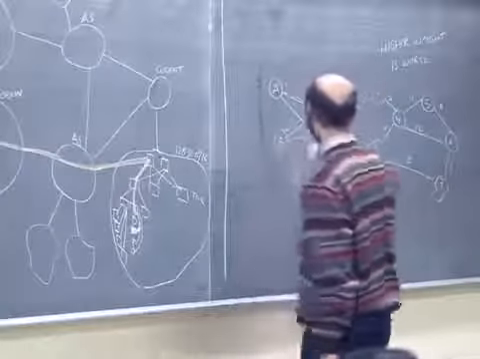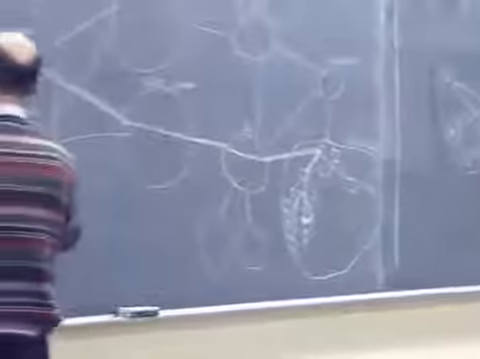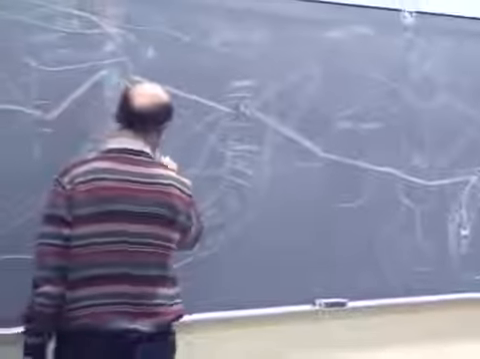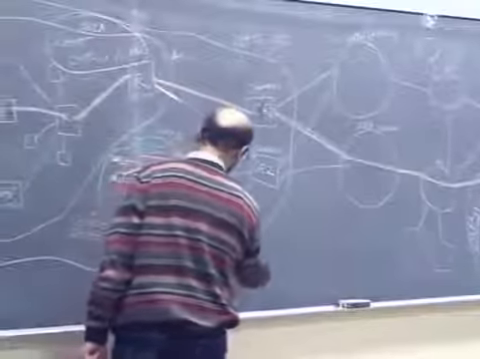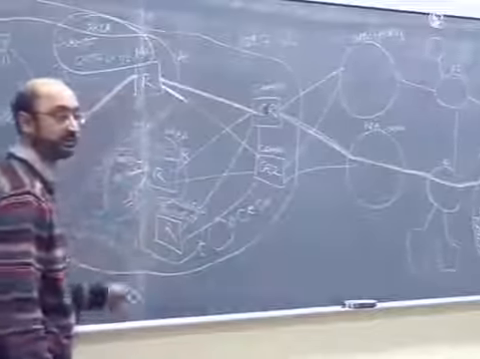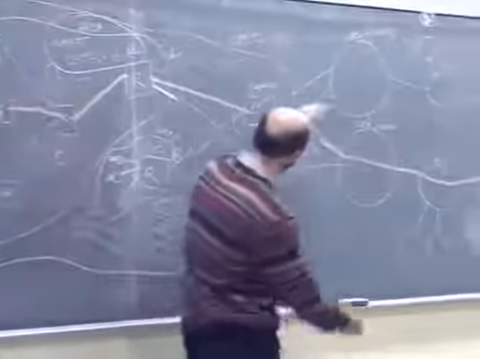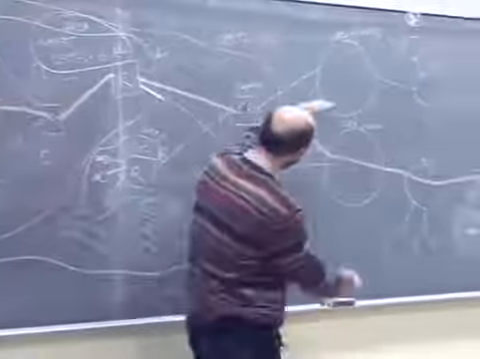Okay, so we have CR1, CR2. That's A, this is B, this is C, D, E, F, and so on. So, does that make sense? Yeah. In the same way, these things have some structure inside them.